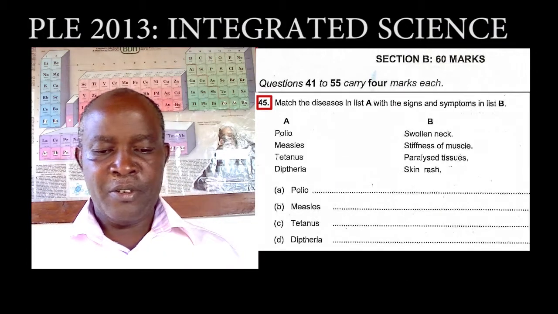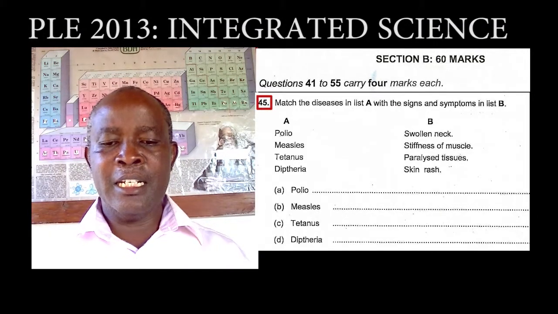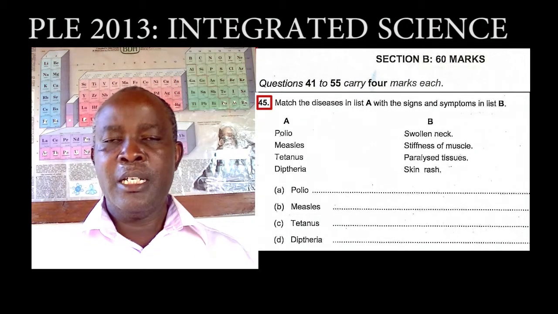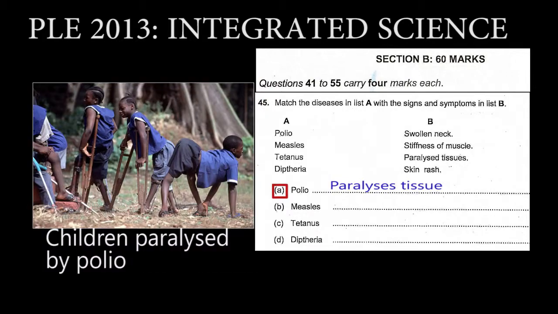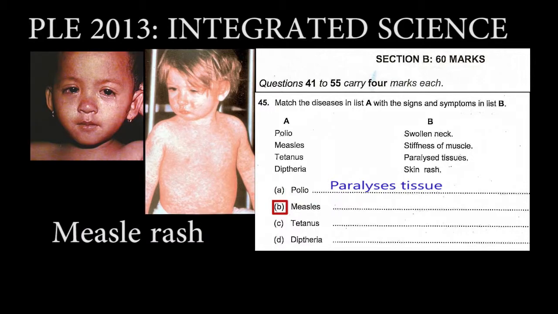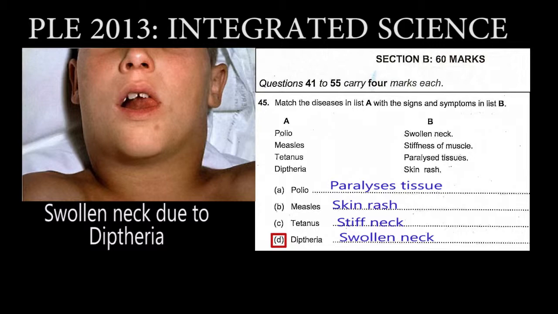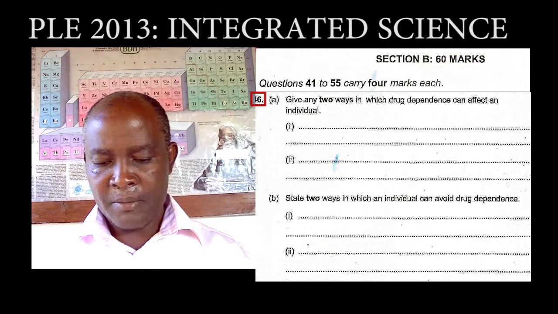Number 45. Match the diseases in list A with signs and symptoms in list B. Polio paralyzes body tissues. B. Measles causes skin rash. Tetanus causes stiffness of neck. Diphtheria causes swollen neck.